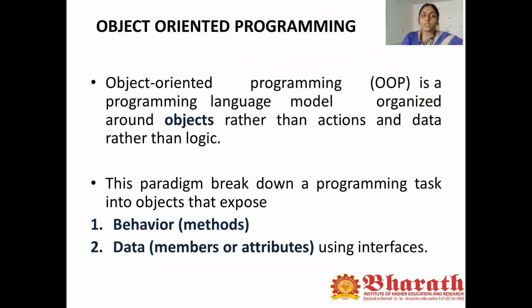First, we will see what the object-oriented programming concept is. Object-oriented programming is a programming language concept or model which is organized around objects rather than actions, and data rather than logic. So first, the importance is given to the objects. Here the concept breaks down a programming task into objects that expose behavior or methods, and data or members, or features, which we call attributes of the object, using interfaces.